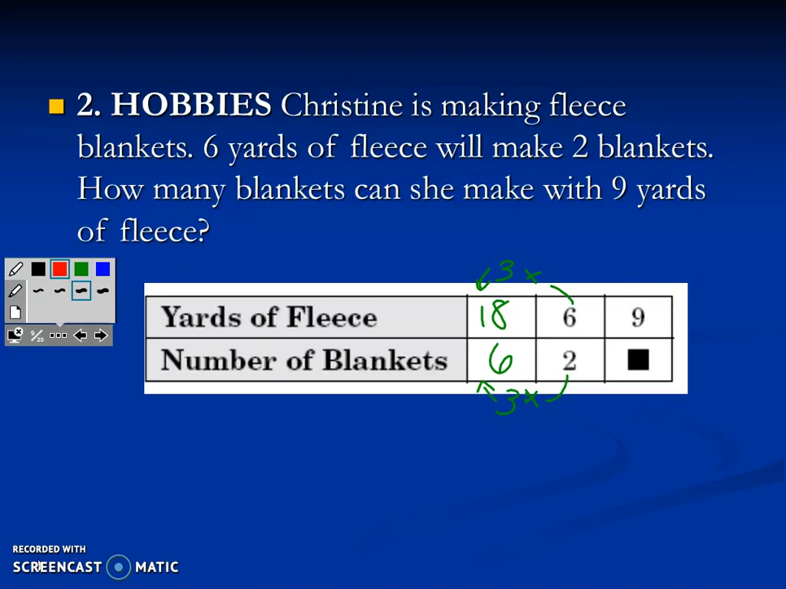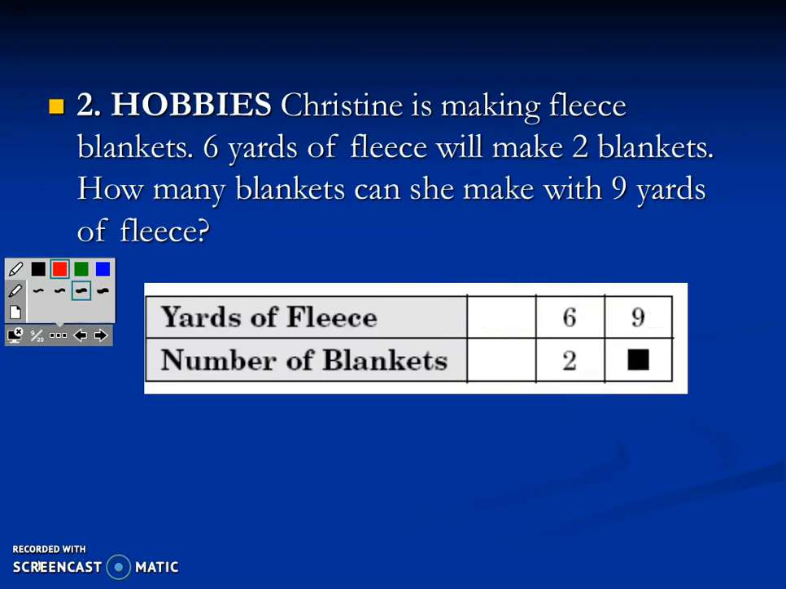So how can I go from 18 now to 9? Well, this is easy. I just scale back. So 18 divided by 2 gives me 9. Whatever I do on the top, do on the bottom. 6 divided by 2 gives me 3. So we get the same answer. Let's try one more strategy.